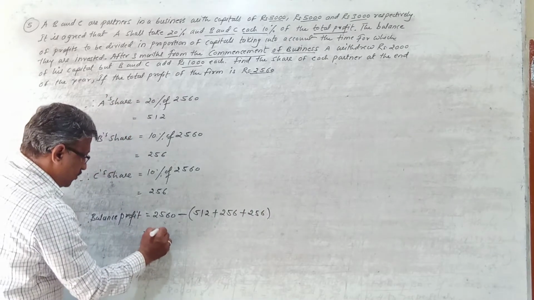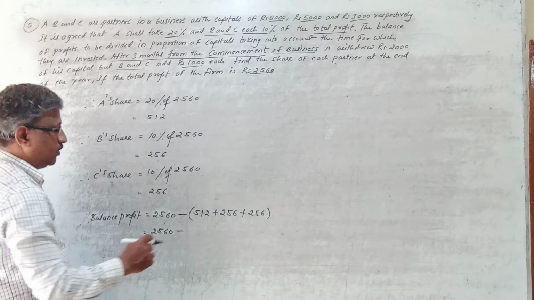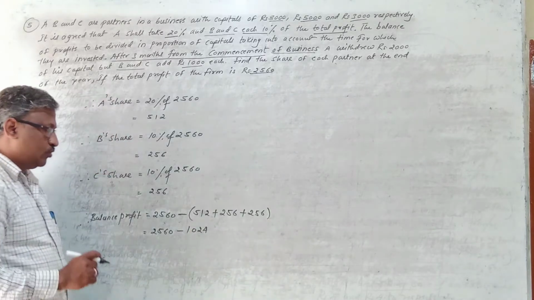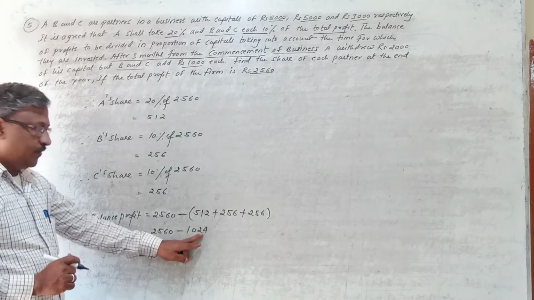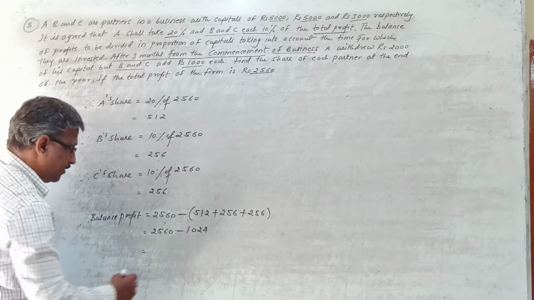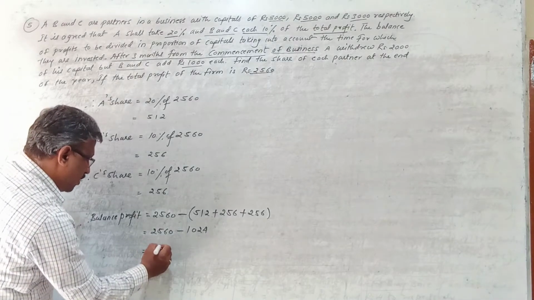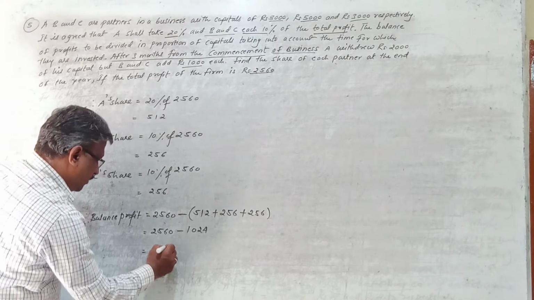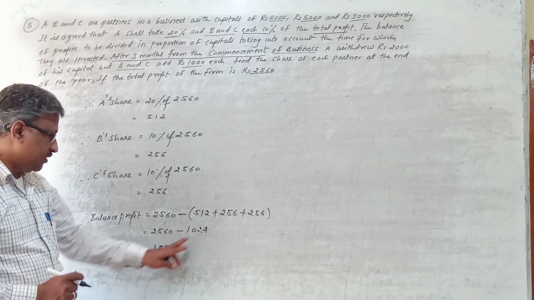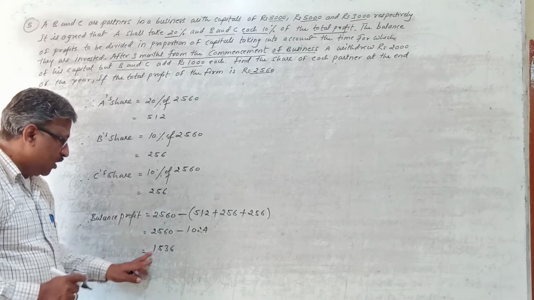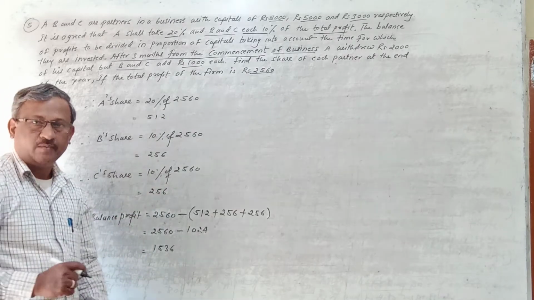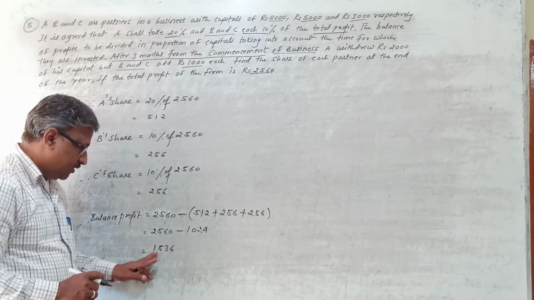So it is 2,560 rupees minus the total of these three, which comes to 1,024 rupees. So 1,024 rupees minus from 2,560 rupees comes to 1,536 rupees. 10 minus 4 is 6, carry 1, 3 minus... 6 minus 3 is 3, 5 minus 0 is 5, 2 minus 1 is 1. So 1,536 rupees is the profit left after paying these shares.